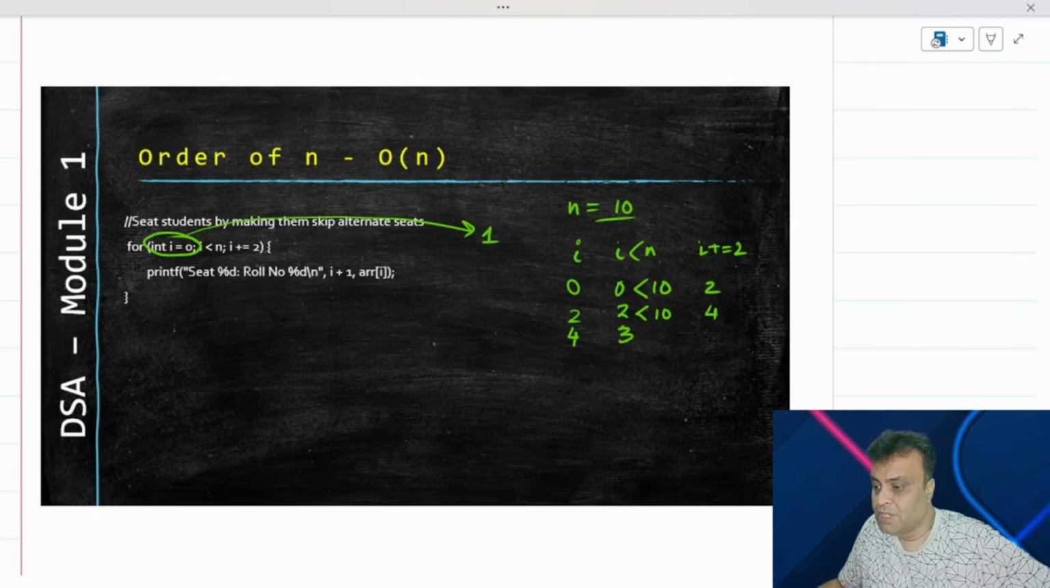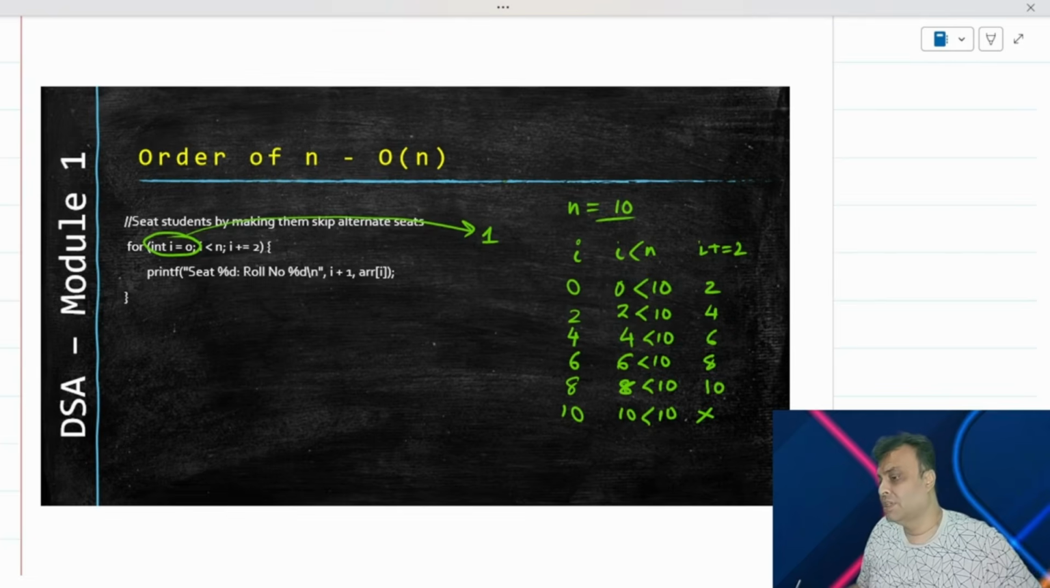So 4 is less than 10, and this will become 6. With 6 I will enter, 6 less than 10, and this will become 8. With 8 I will enter and check 8 less than 10, and I will make it 10 after the increment. With 10 I will enter, I will check 10 less than 10, and this will not go further.